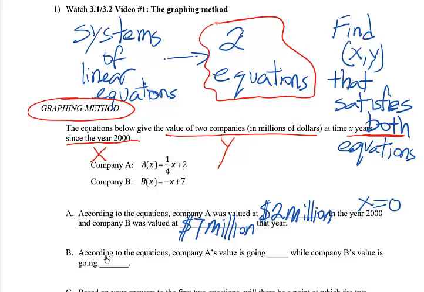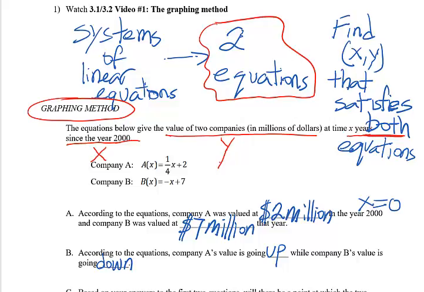All right, letter B, we're looking for the words up or down, I think, in these blanks. We're trying to figure out, is company A doing better and better? Is its value going up? Or is it losing money over time? Same issue with company B. Well, this would simply be a slope issue, right? The slope is going to tell us whether these functions are increasing, going up, or decreasing, going down. Company A has a positive slope, and so we know that company A's value is going up. Company B's equation has a negative slope, -1 it looks like, and so therefore we know that company B's value is going down.